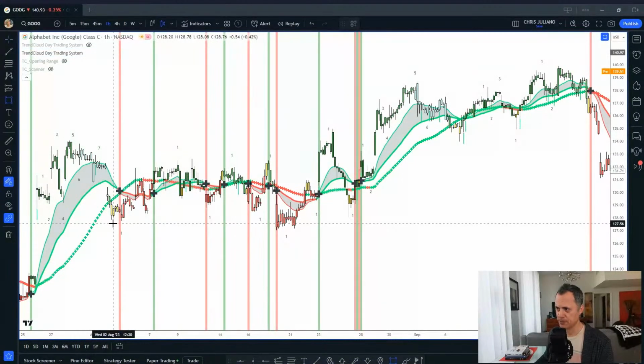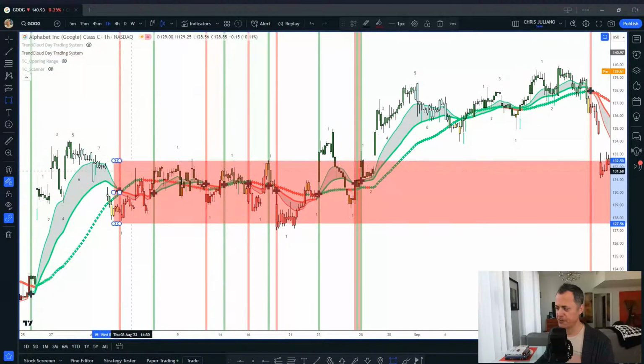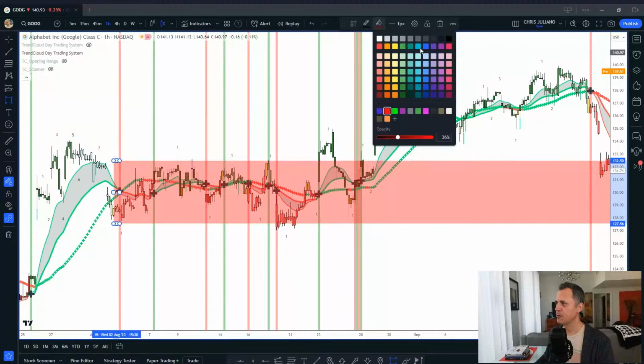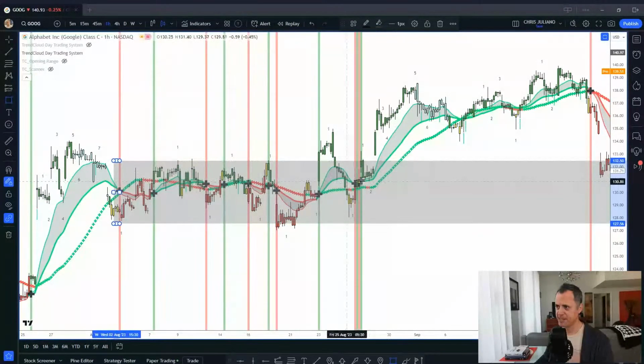It formed this right here, basically a little consolidation pattern. When you see those little numbers, 1, 1, 1, 1, 1, 1, 1, 1, 2, breakout, 3, 4, 5, and then the pullback.